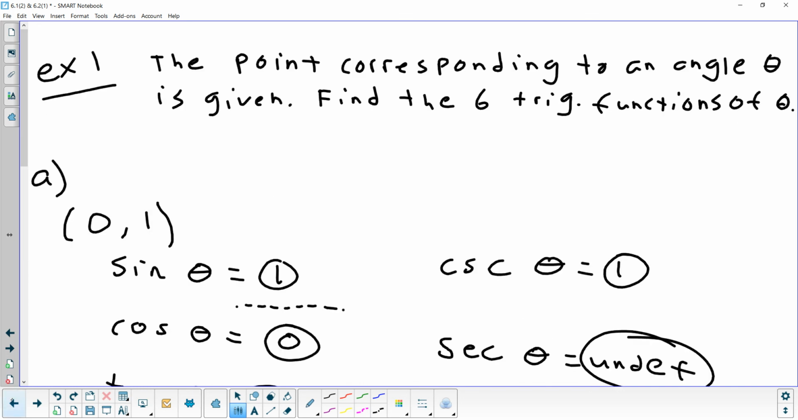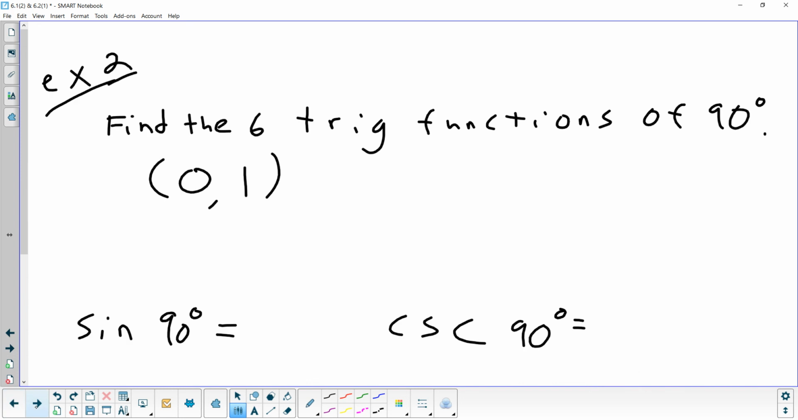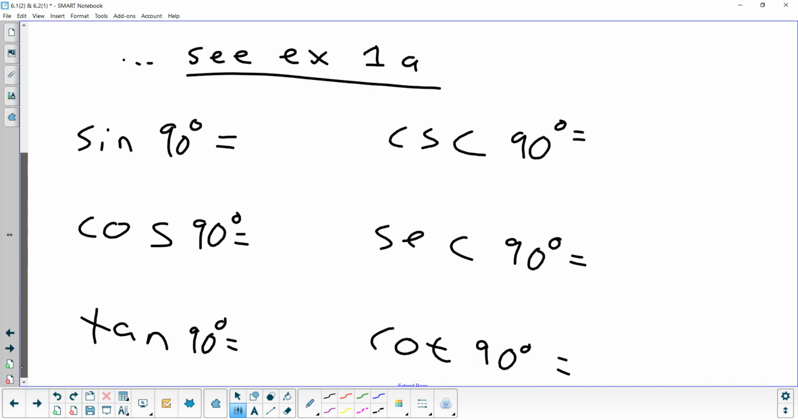Well, look at the problem we just did. We just did this problem. So this is example 1a. The only difference was you had to find the coordinate first and now go through all the steps.